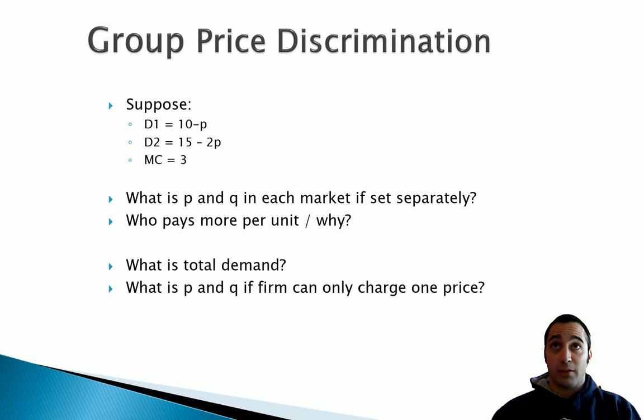So, one last exercise. Suppose the demands are given as thus in the two different countries, and do the same exercise. What is price and quantity in each market? Who pays more per unit and why? And then lastly, what is total demand as well as price and quantity if we're doing a single price monopoly and we combine the two markets? Go for it. Let me know how you do.